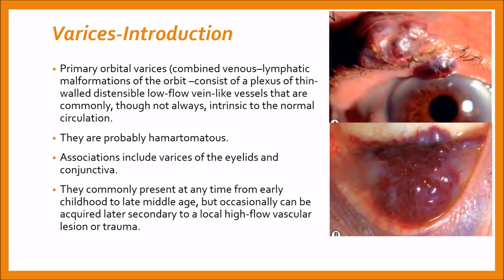Associations include varices of the eyelid, as shown in the figure on the upper eyelid, and conjunctiva. As you can see in the lower figure, they are present in the palpebral part of the conjunctiva as well. They commonly present at any time from early childhood to late middle age, but occasionally can be acquired later, secondary to a local high flow vascular lesion or trauma.